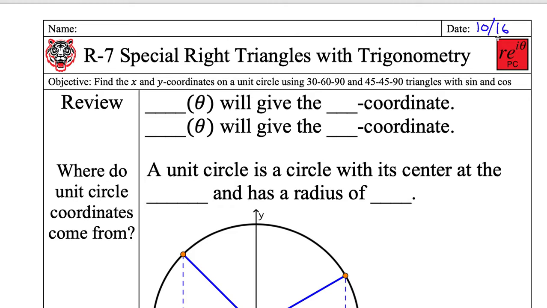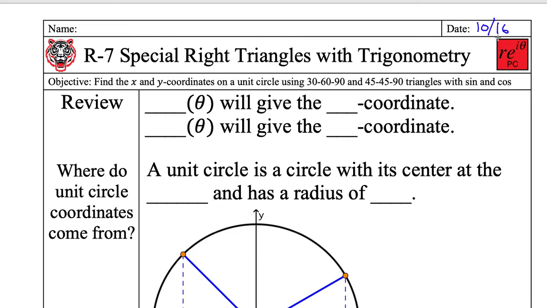Someone read our objective. Find the x and y coordinates of the unit circle using 30-60-90 and 45-45-90 triangles with sine and cosine. Yep, wow, it is a mouthful. It's combining everything that we've been doing for the last few lessons. So Gio gets 50 XP for doing that. Thank you, James. It's waiting for it to load. You might have to restart it.